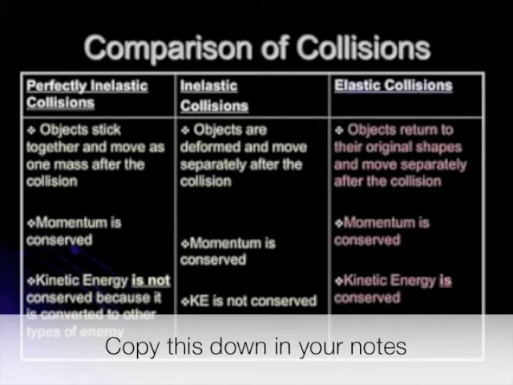Okay? Both of those two that we just talked about are actually pretty unrealistic for everyday life. Inelastic collisions in the middle is actually the most common. The objects are deformed even if it's slightly and then move separately. So they're bouncing off one another, but they do have some sort of deformation during the collision. In this type, momentum is conserved and kinetic energy is not.